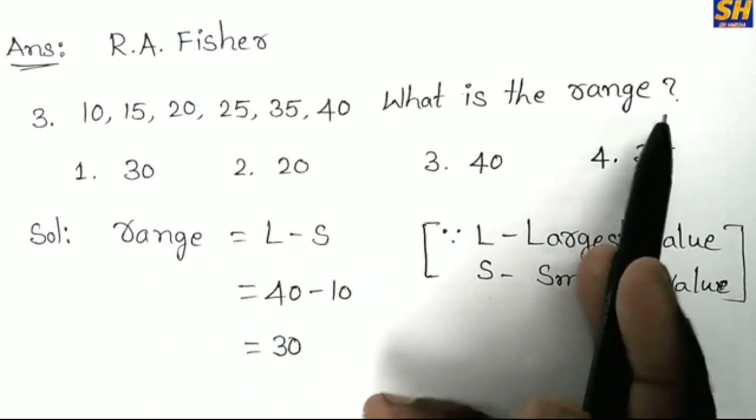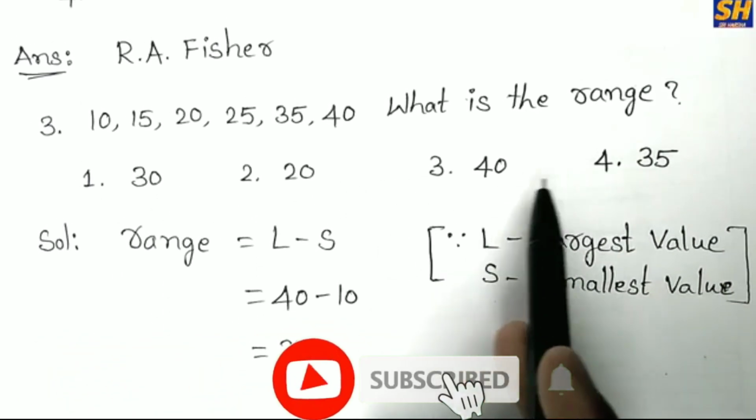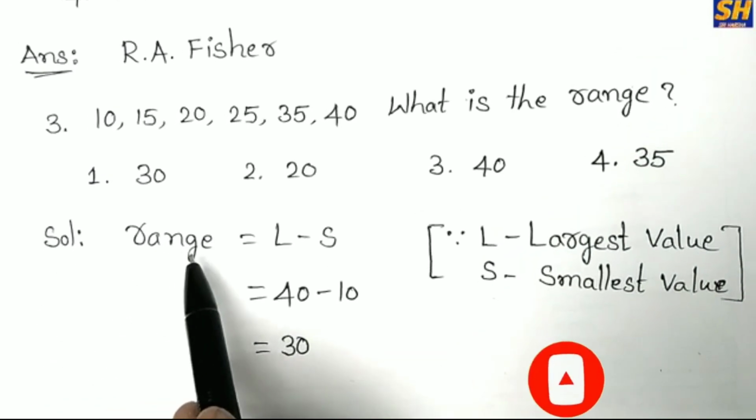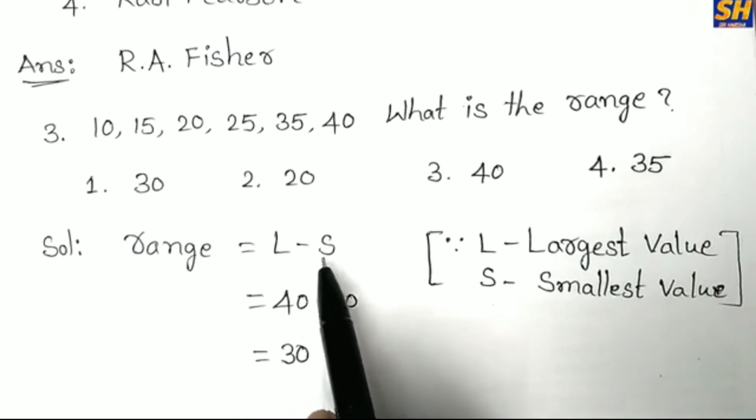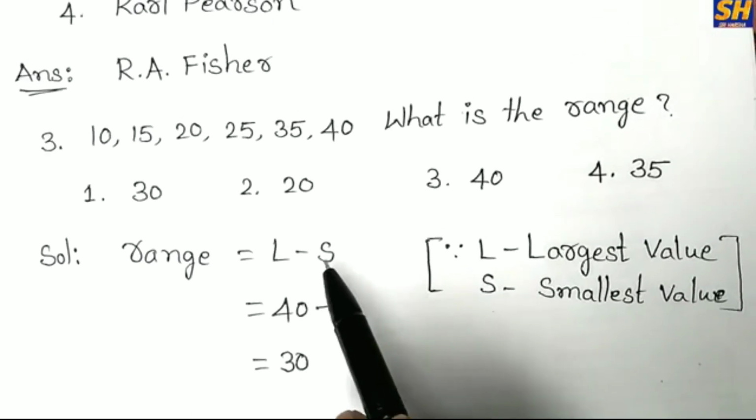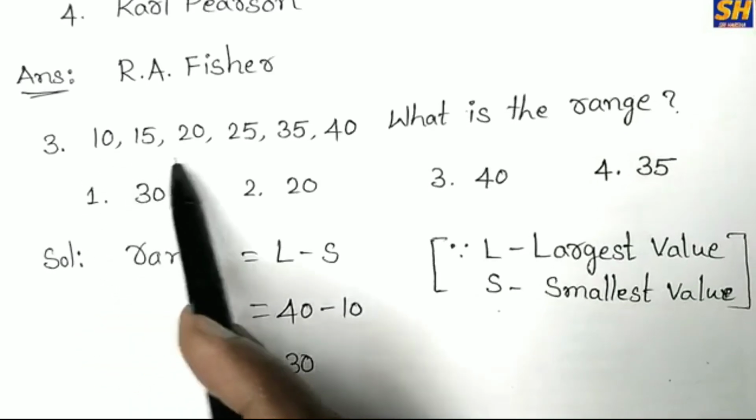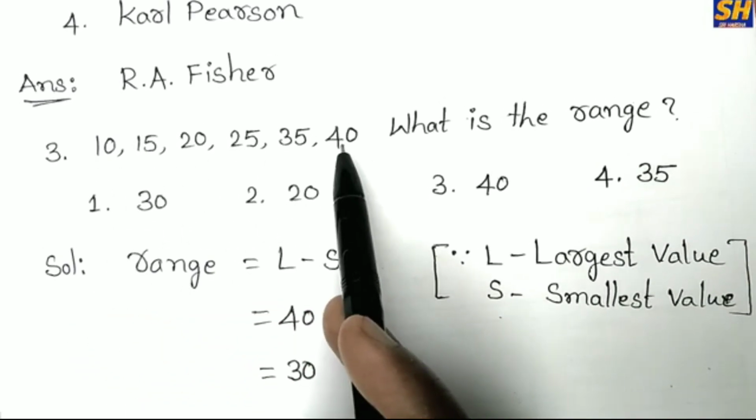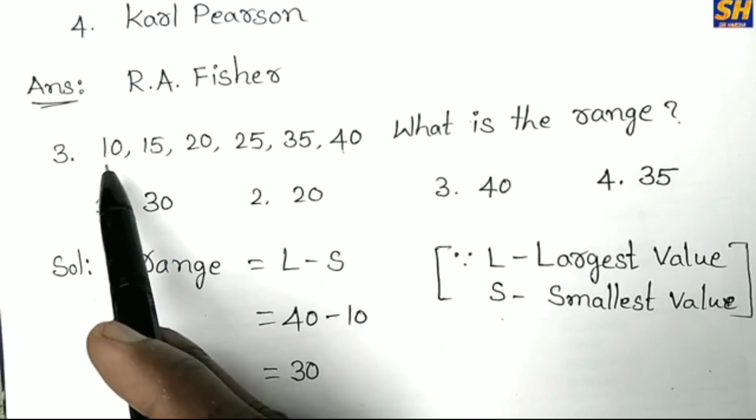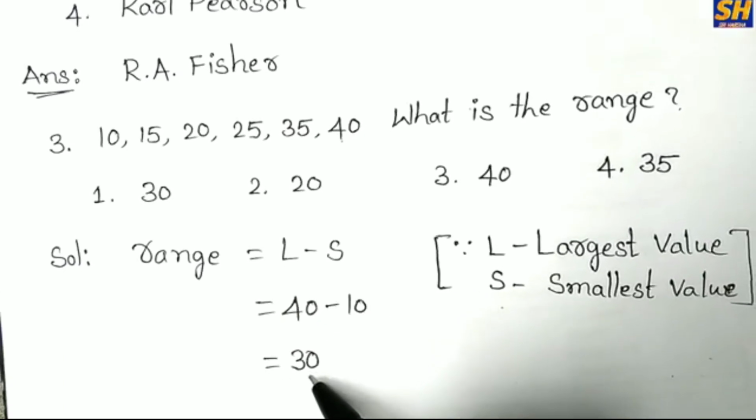Third one, 10, 15, 20, 25, 35, 40. What is the range? First one, 30, second one 20, third one 40, fourth one 35. Solution. Range formula, range is equal to L minus S. Here L is the largest value, S is the smallest value. From given data, the largest value is 40 minus smallest value is 10. 40 minus 10 we get 30.